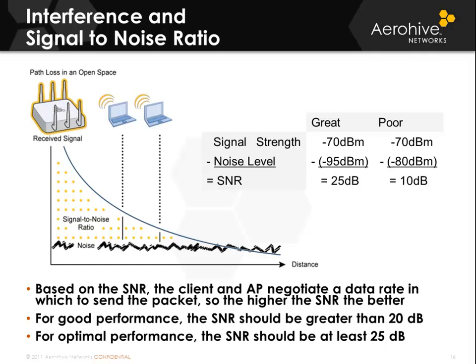Based on the signal to noise ratio, the client and access point are able to negotiate a data rate in which to send their packets. So the higher the signal to noise ratio, the better. For good performance, the signal to noise ratio should be greater than 20 dB. For optimal performance, the signal to noise ratio should be at least 25 dB.